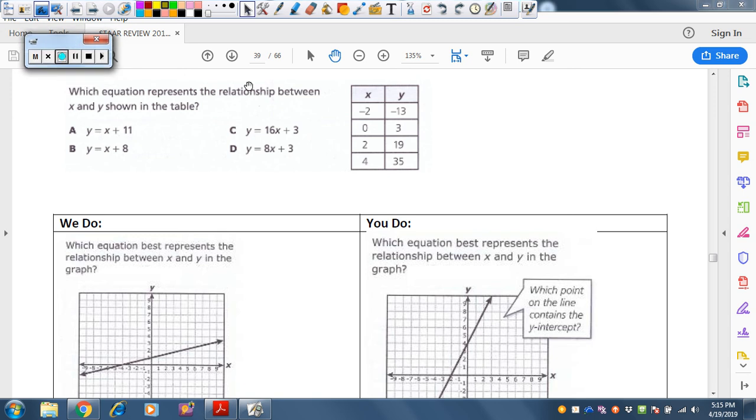All right, which equation shows the relationship between x and y shown in the table? Guys, not an easy way to do this. Or not a quick way to do it, I guess. Pick an easy number to try and substitute. So I'm going to substitute A first. It's x plus 11. X is 2. 2 plus 11 is 13. Is that 19? So it's not right.